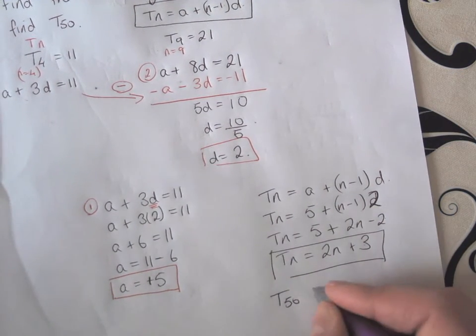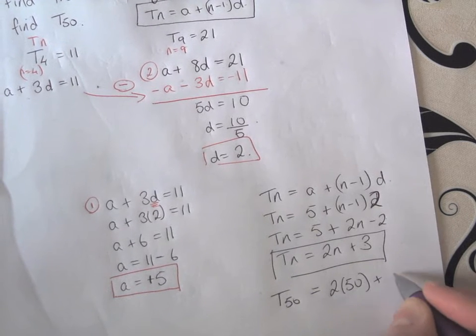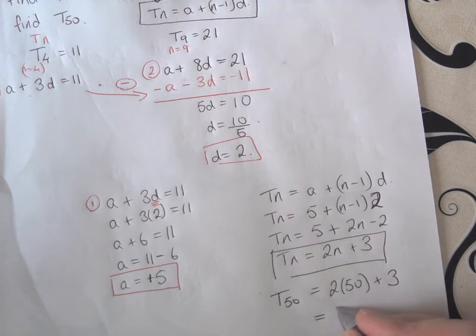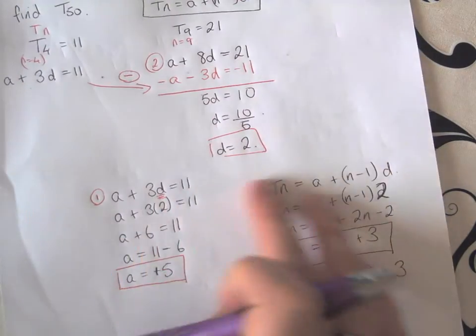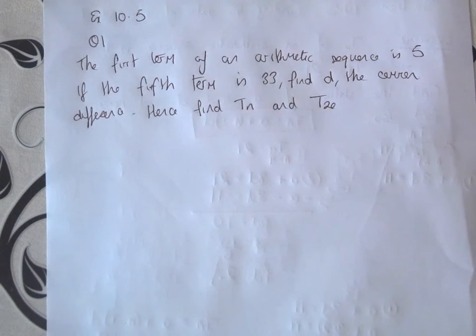So find the values of A and D and hence find T50. So the reason we needed Tn was to find T50. So instead of n we put in 50. So 100 plus 3, 103. So T50 is 103. Okay. So this is back to your algebra, simultaneous equations. So let's try another one.